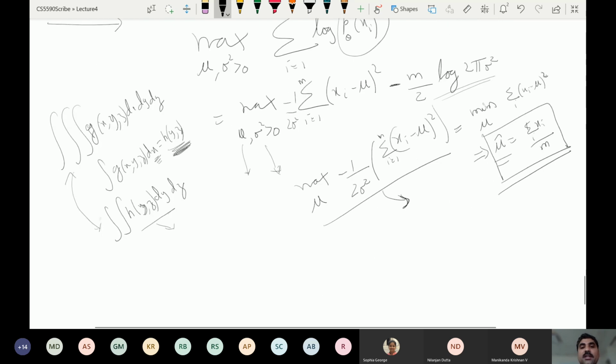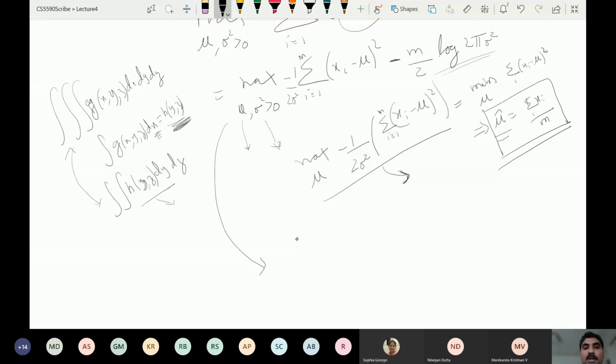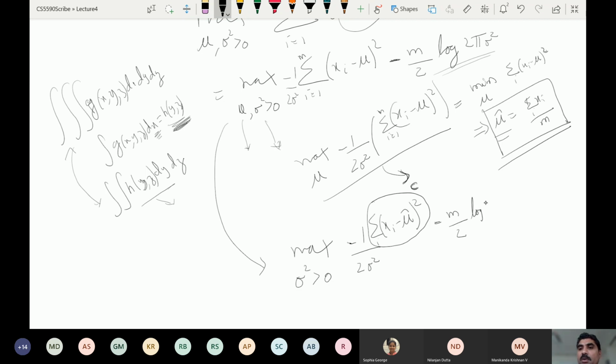Whatever this mu hat is, now what should I do? I should solve the problem with respect to the other variable also. So sigma square, and 1 by 2 sigma square, and whatever this sum is, it is a constant, right? Because it does not depend on sigma. This entire thing is a constant. Let me call it C. And minus m by 2 log sigma square, and I can ignore 2 pi also, because log of a times b is log a plus log b. So it's a constant, it does not matter.